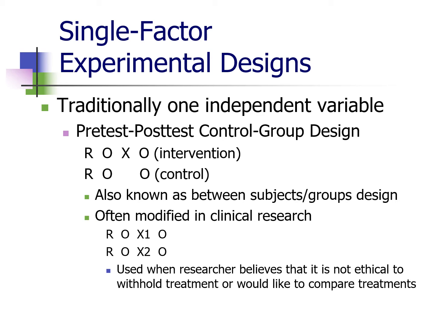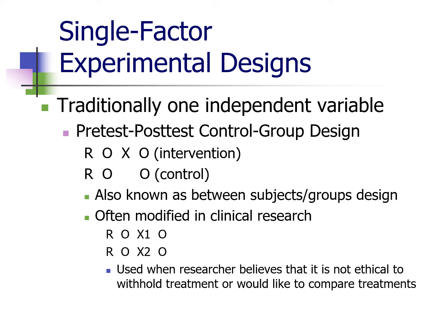We also commonly see this intervention versus a control modified in clinical research, and you can see that down at the bottom where you see a notation of X1 and X2, where we're dealing with two comparable or perhaps even competing interventions to determine which one is more effective. We still see randomization, observations in a pre and post fashion.